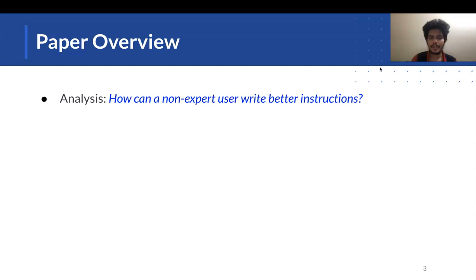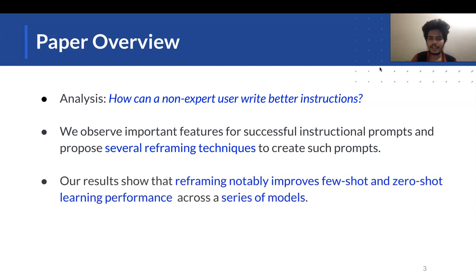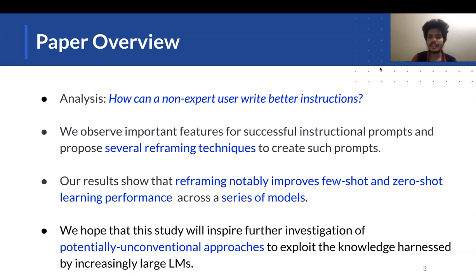A quick overview of our paper. We wanted to analyze how can a non-expert user write better instructions. We observe important features for successful instructional prompts and propose several reframing techniques to create such prompts. Our results show that reframing notably improves few-shot and zero-shot learning performance across a series of models. We hope that this study will inspire further investigation of potentially unconventional approaches to explore the knowledge harnessed by increasingly large language models.